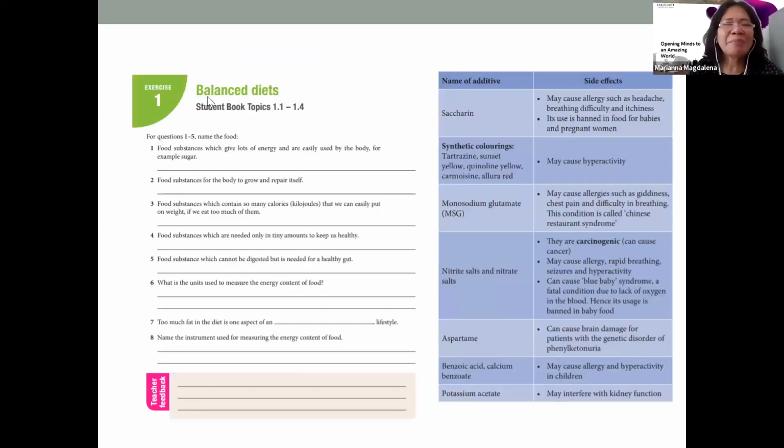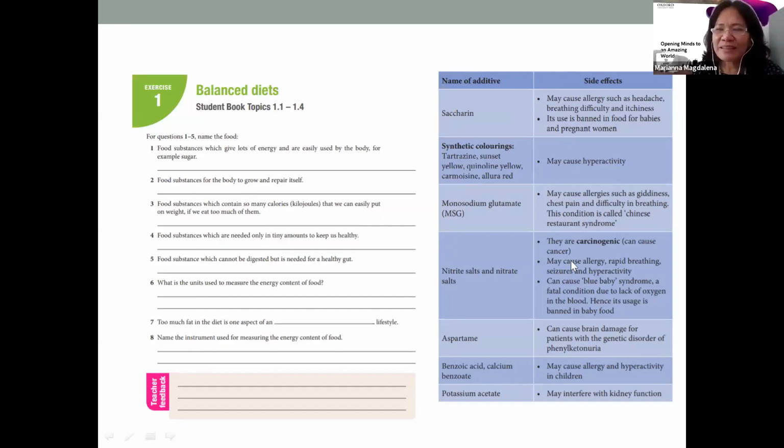Now here, this is the balanced diet. This is actually a different, separate chapter, but we can combine it because it's about balanced diet. Let me show you the food substances: food substances which are needed only in tiny amounts to keep us healthy. So you can combine this with the first chapter; I forget which chapter, but you can combine it.